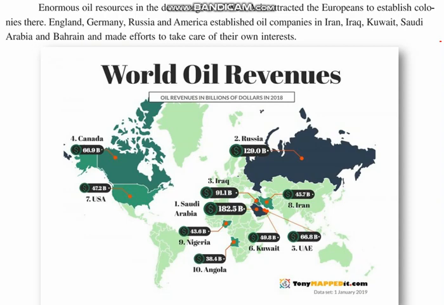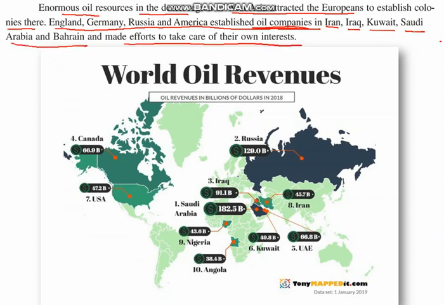Enormous oil resources in the desert. Now see, in desert areas there were oil resources. Oil is petroleum. In West Asia it attracted Europeans. This was a time when the industrial revolution was going on, so they saw that oil could be used in future, and it was very important for them to develop, and that's why they established colonies there too. England, Germany, Russia, and America established oil companies in Iran, Iraq, Kuwait, Saudi Arabia, and Bahrain, and made efforts to take care of their interests. This way, they started capturing the oil-rich countries of the world.